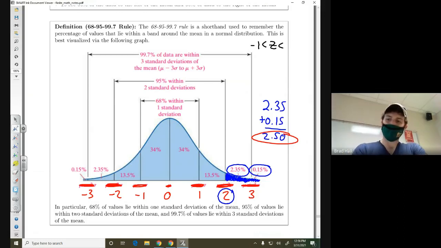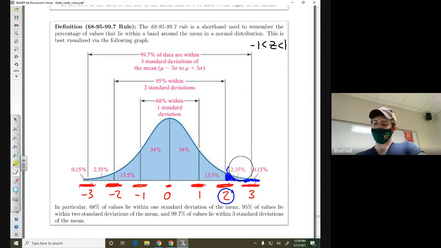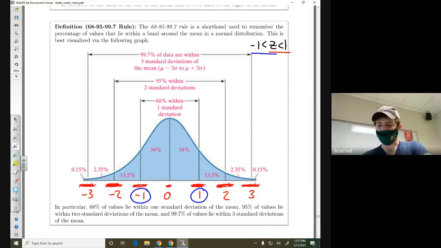Just like we did before, let's start with a clean slate here and figure out the region we need to look at. This corresponds to a z-score of -1 and a z-score of +1, so we're going to identify both of those. A z-score of -1 is over here, and a z-score of +1 right here. And the variable z is exactly in between those two. We are looking at the region between -1 and +1.